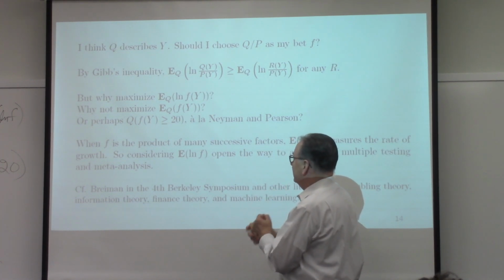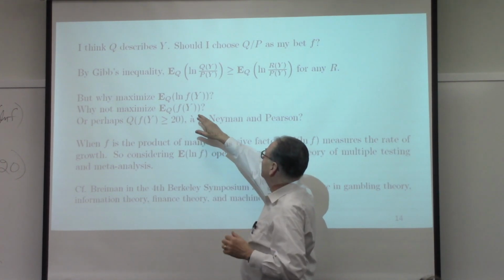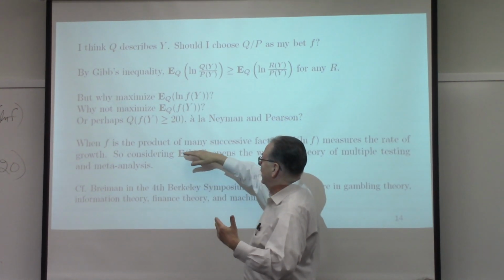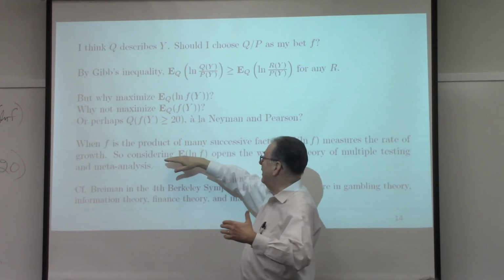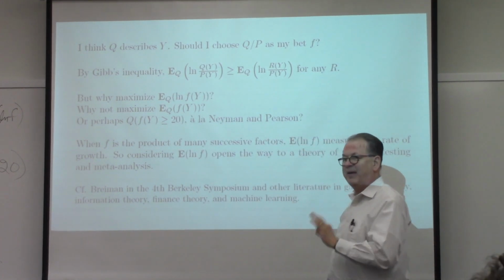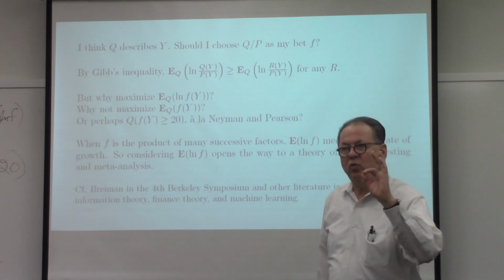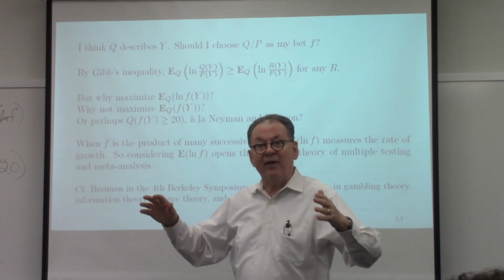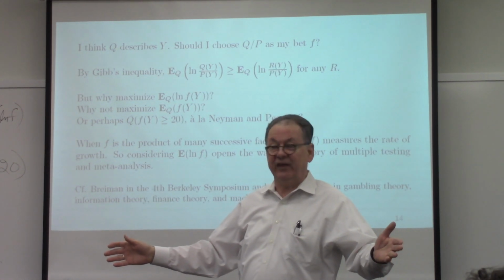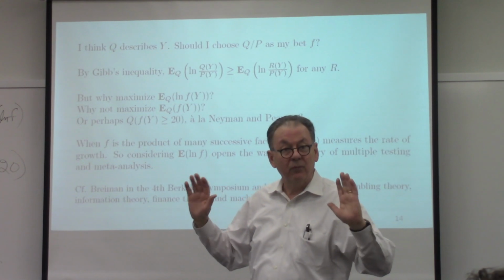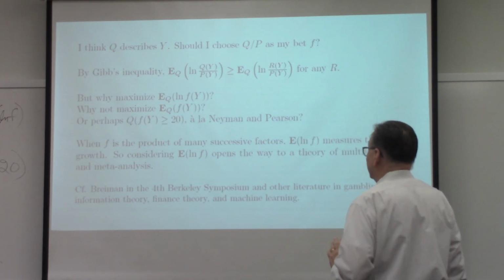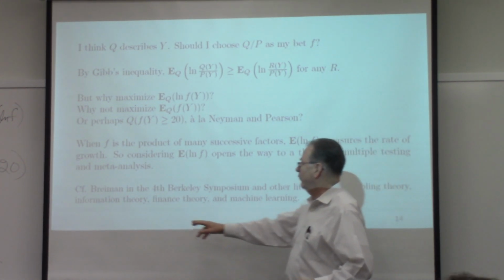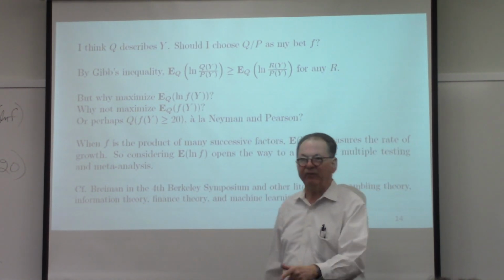And the reason you want to maximize the logarithm of a payoff is because what you might be trying to maximize is the product of many successive factors. So the idea is if I do a test and then somebody else does a test, and somebody else does a test, we would rather multiply the payoffs together than average them. That's the idea. And there are a lot of areas outside of statistics. I listed some: gambling theory, information theory, finance theory, and machine learning. I give references in my paper.